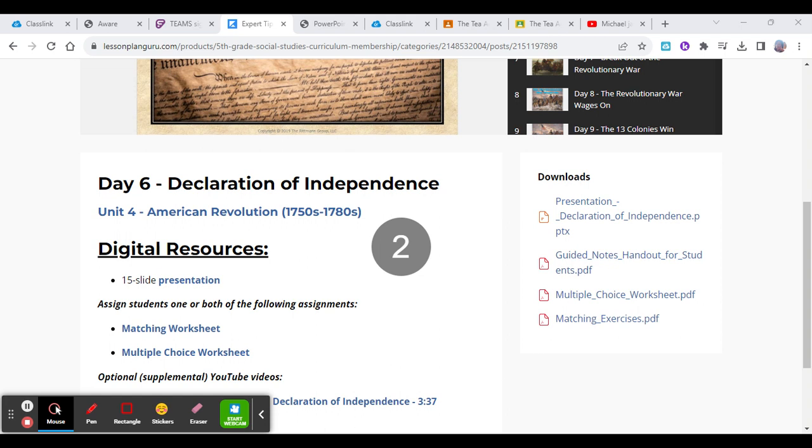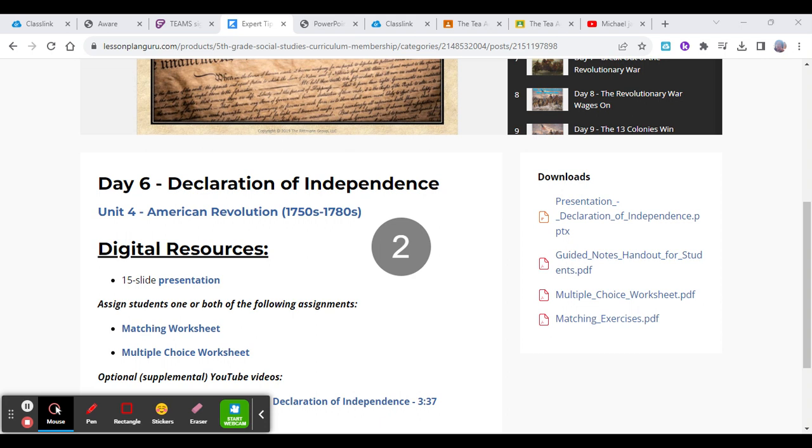Interestingly, George Washington didn't sign the Declaration of Independence. He was away at the time preparing the Continental Army for war with the British. In all, a total of 56 men signed the Declaration of Independence.